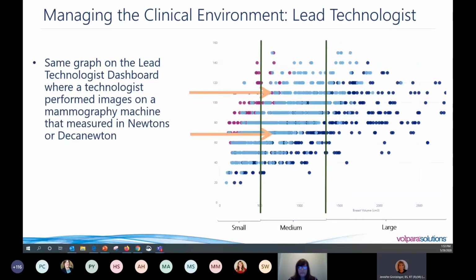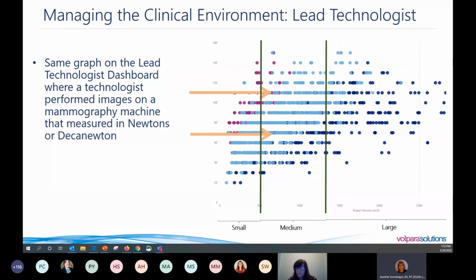If you are working on a system that is measuring in newtons, your lines are going to look more like this, straight across. You'll be able again to identify where the starting point or lower end of force is that this technologist can use and where the higher end of force is that this technologist can use, so she can better identify what she needs to do for her patients moving forward.